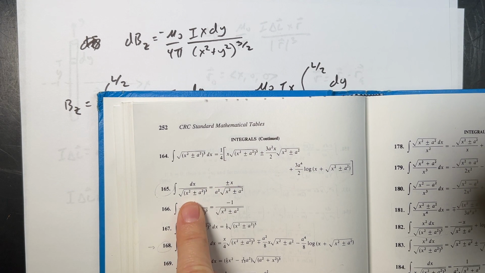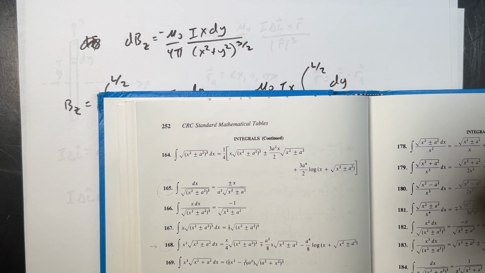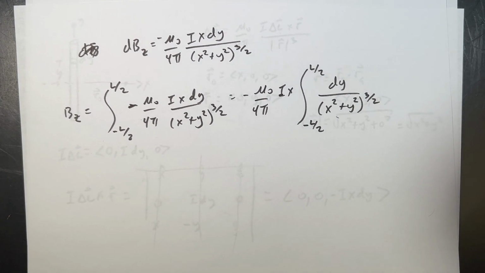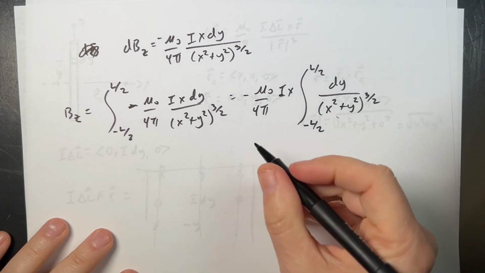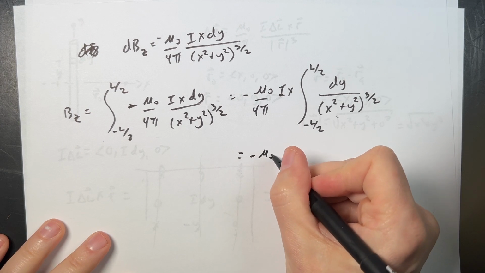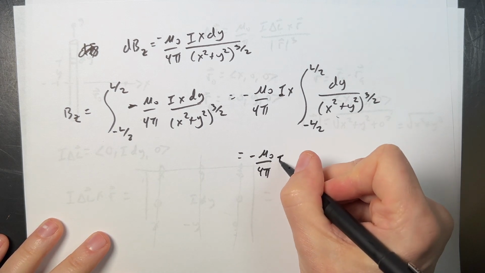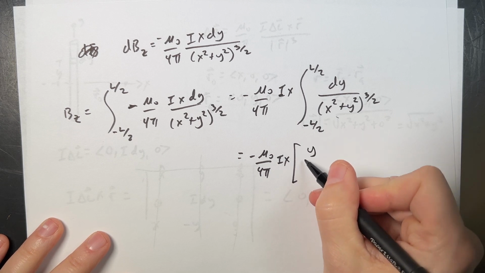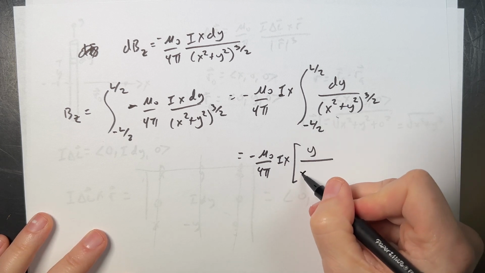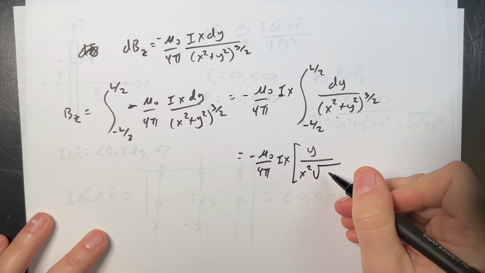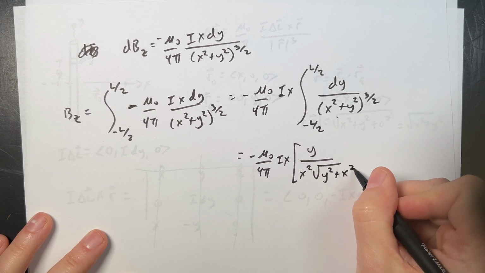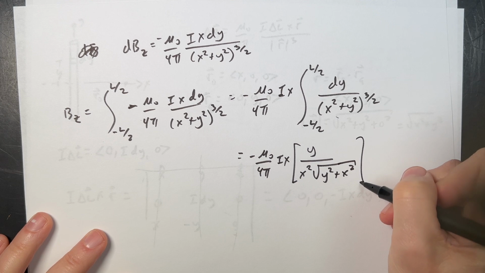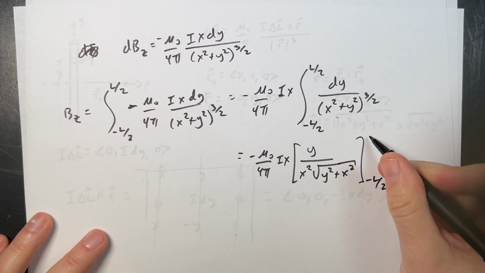And I know you may not be able to see that. But this gives me, and here dx is my dy, so I can write that down. It's going to be equal to negative mu naught over 4 pi I x. And then I have plus term, I have x, which is y, over a squared, which is x squared, times the square root of y squared plus x squared. And all of that from negative L over 2 to L over 2.